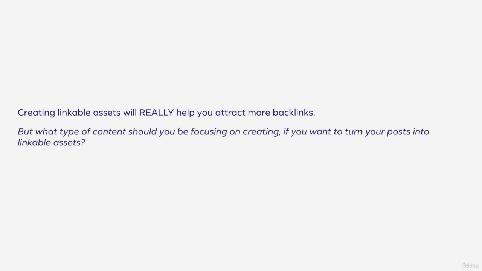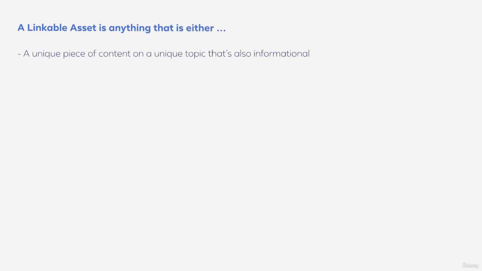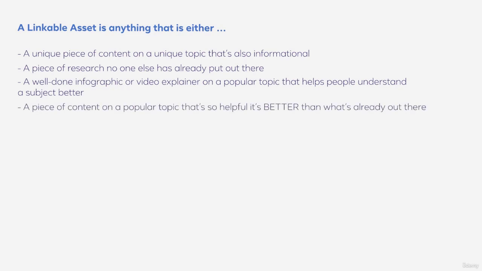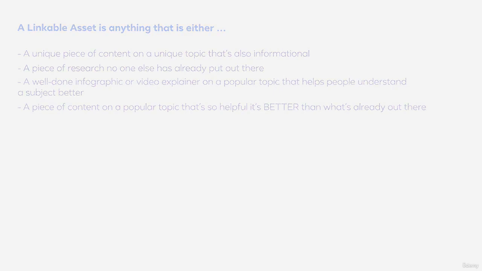But what type of content should you be focusing on creating if you want to turn your posts into linkable assets? A linkable asset is anything that is either a unique piece of content on a unique topic that's also informational, a piece of research no one else has already put out there, a well-done infographic or video explainer on a popular topic that helps people understand a subject better, or a piece of content on a popular topic that's so helpful it's better than what's already out there.